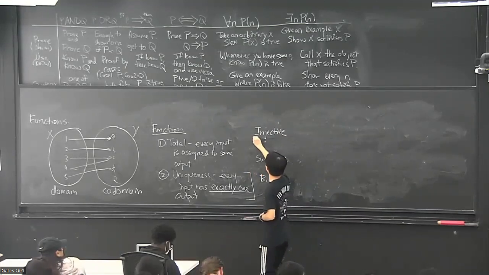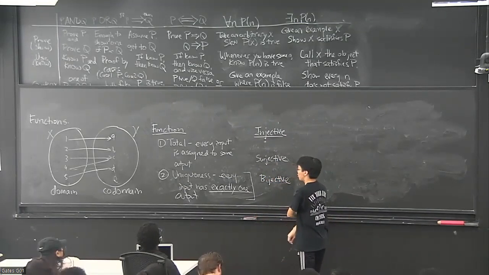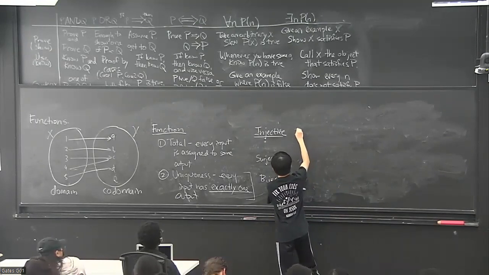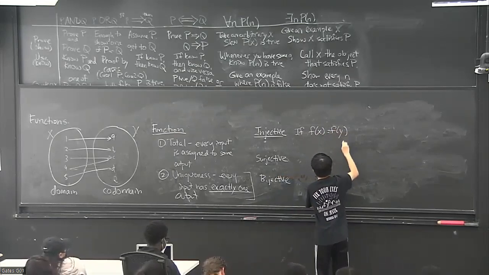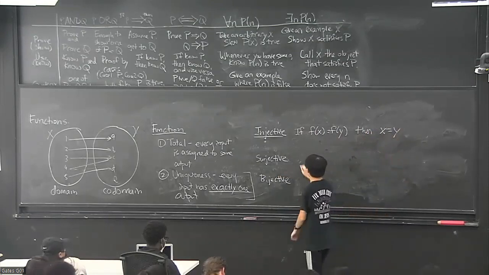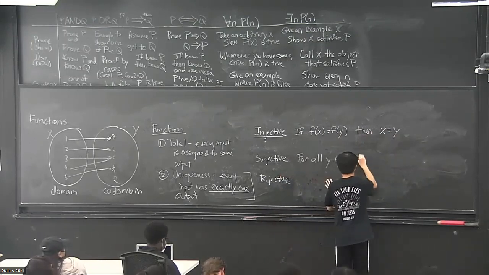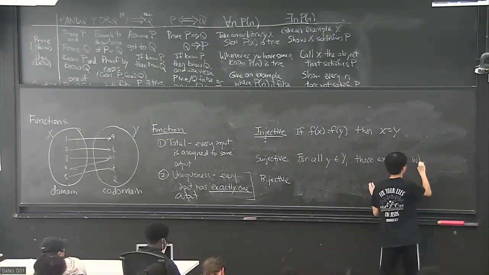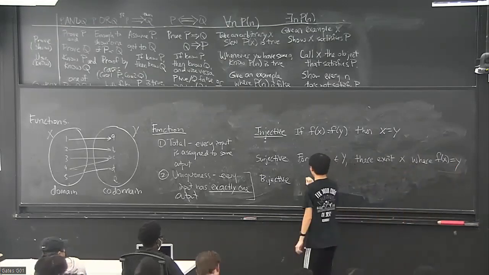For injective, the formal definition is: if f of x equals f of y, then x is equal to y. Surjective: for all y in Y, there exists x where f of x equals y. Bijective is injective and surjective.